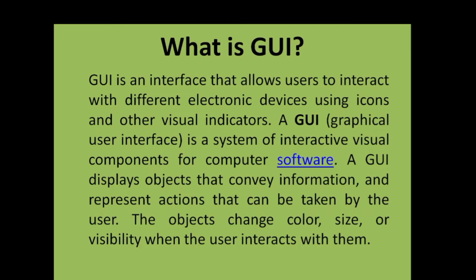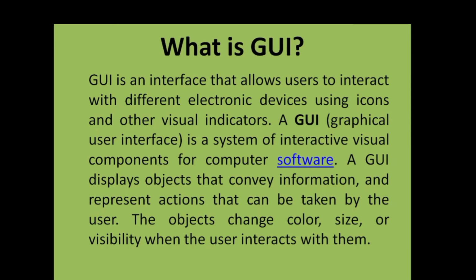A GUI displays objects that convey information and represent the action that can be taken by the user. As the name suggests, G means graphic. It provides us the displaying objects that convey some information. Every object, suppose we are clicking by using the mouse, conveys the information and represents the action that can be performed by the user.